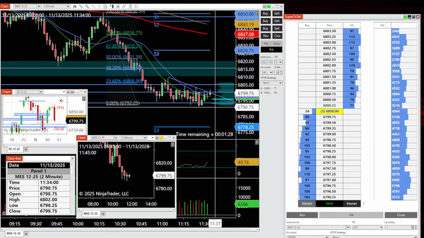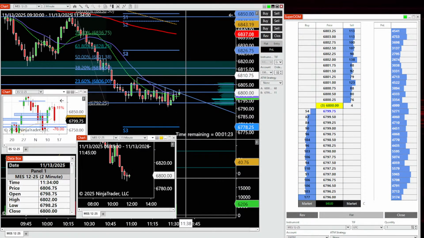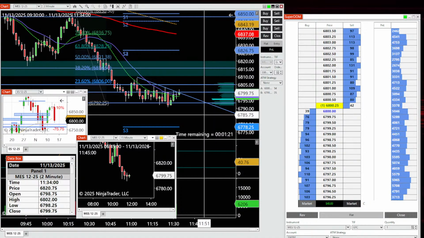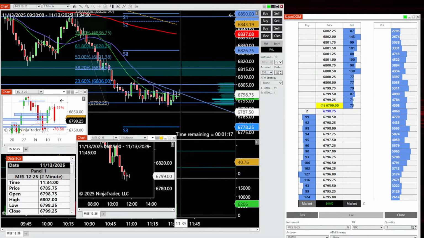I'm not taking the long until it breaks higher highs and pulls back and then continues. If it doesn't do that, then I'm not taking it.